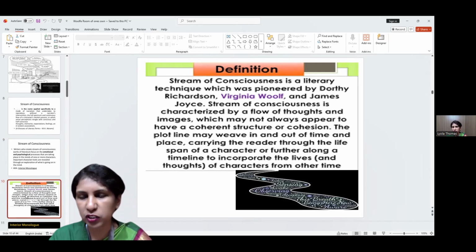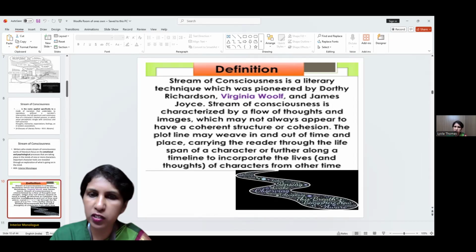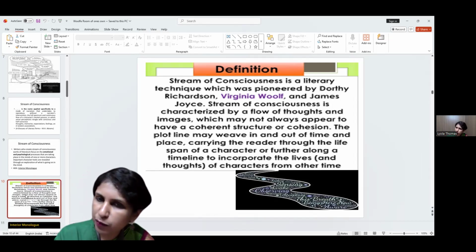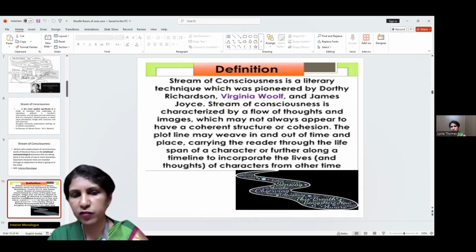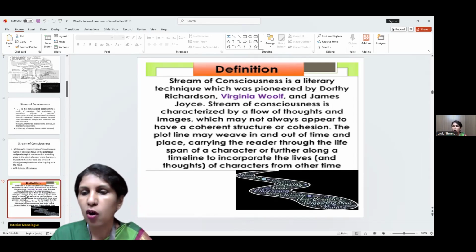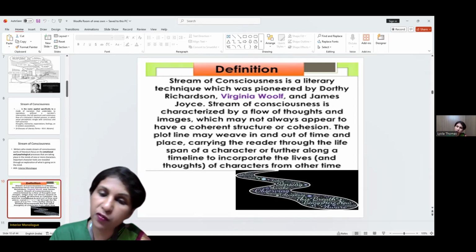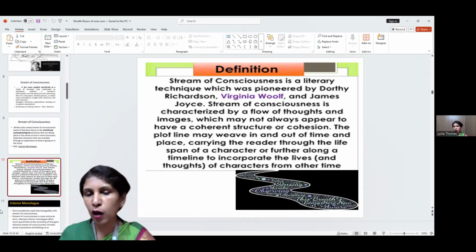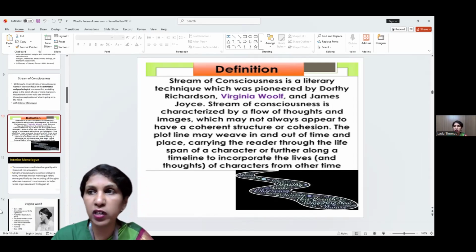And a quick definition to recall: look at it as a stream of consciousness, as you can see in the image on the screen. It's characterized by a flow of thoughts and images which may not always appear to have a coherent structure or cohesion. The plot line may weave in and out of time and place, carrying the reader through the lifespan of a character or further along a timeline to incorporate the lives and thoughts of characters from another time. So you see how plot itself can go forward with this.